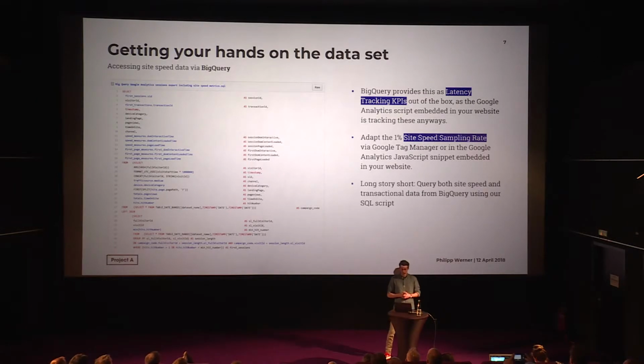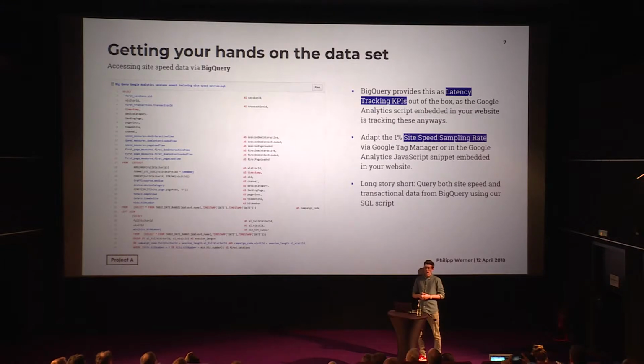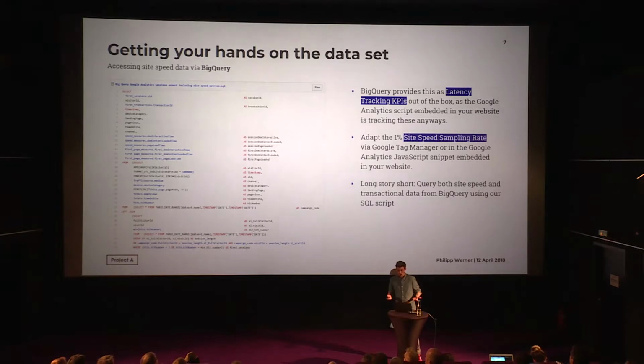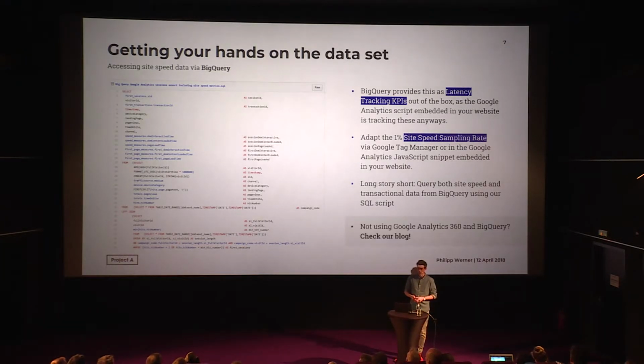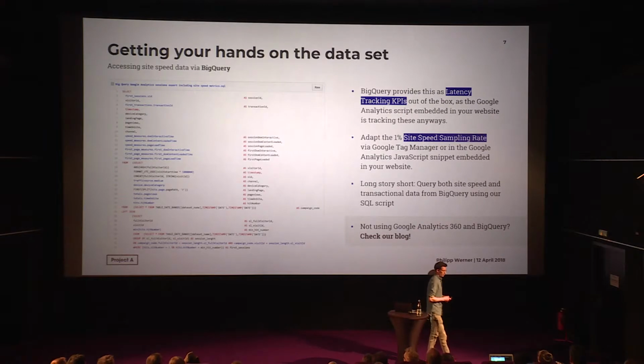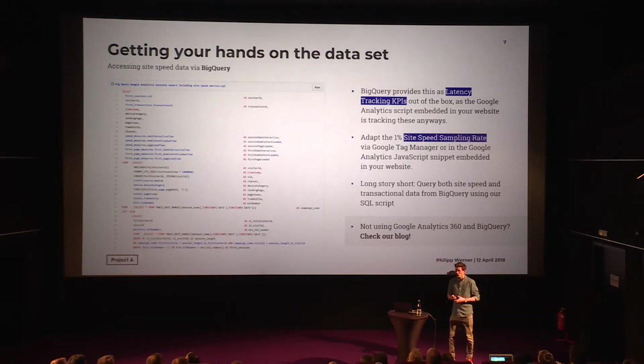So we did that, and then we queried everything via BigQuery that we needed, because we had the transactional data already in there, and now we knew what the site speed data actually is, what we needed to look at, and how we could get it. So we have our data set. If you're not using GA 360, then check out our blog. We're going to post how you can do this manually too. You need to set that up custom made, but that's just a little detour.